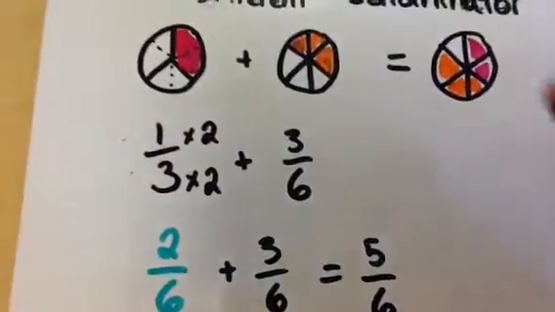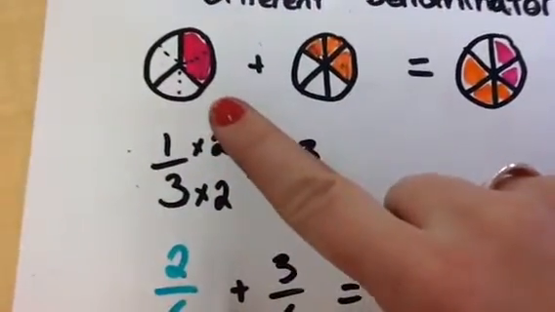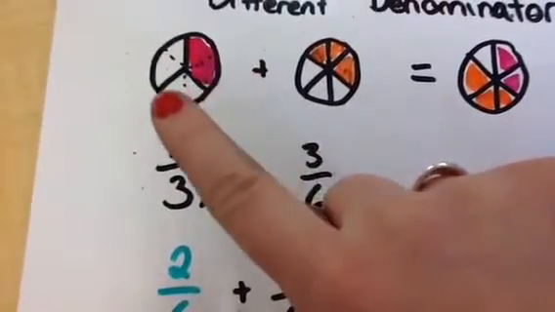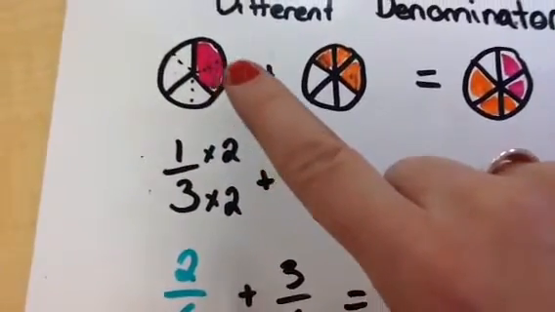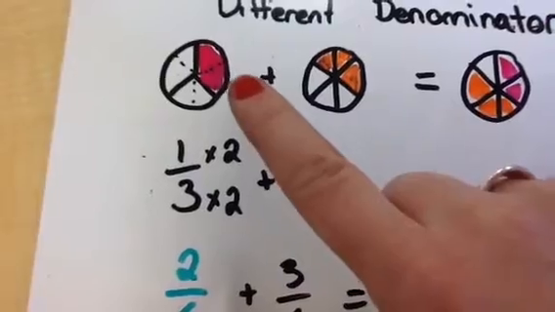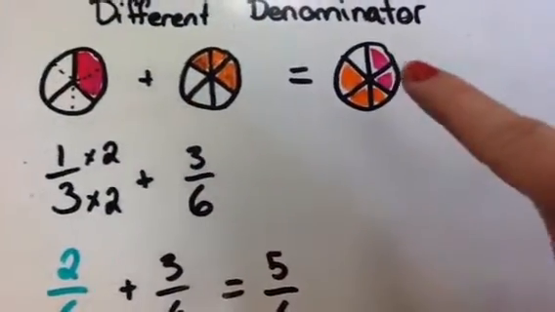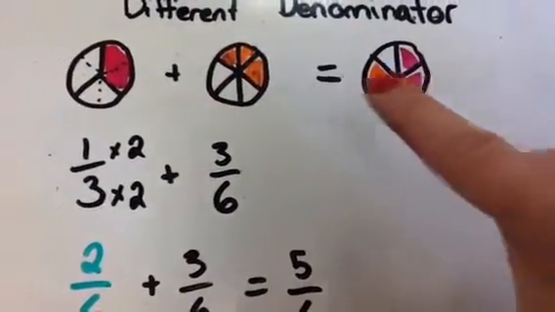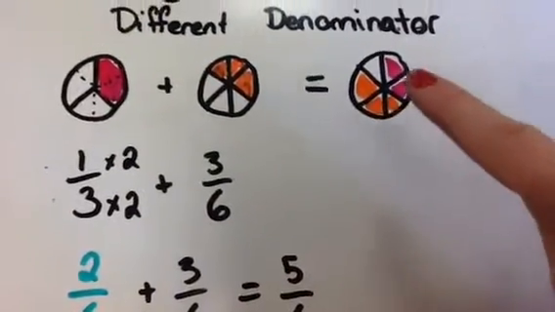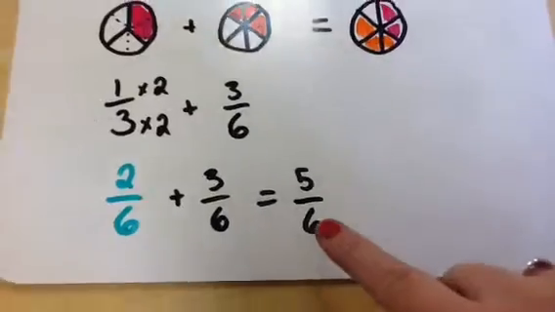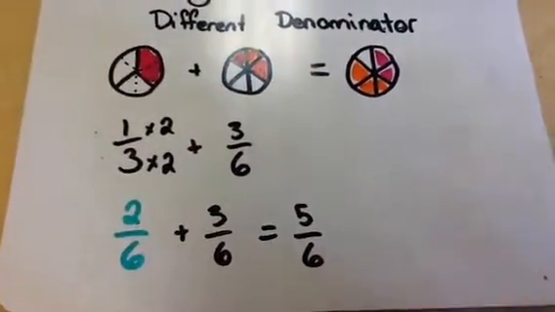How you can use models to show this too is really, if you're multiplying it by 2, you can just imagine you're cutting it into smaller pieces. So really, this 1/3 piece now becomes 2/6. So I'm going to color my first 2, 1, 2. I'm going to add my 3. 1, 2, 3. As you can see, I end up with 5 out of 6, 5/6.